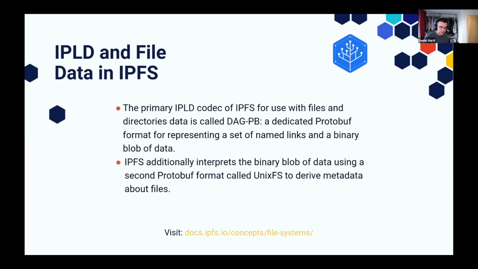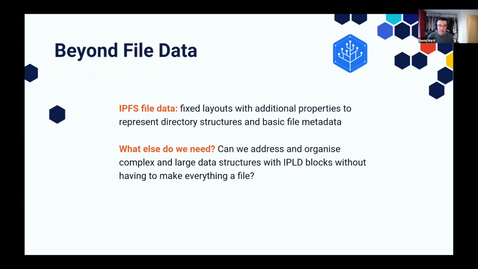And IPFS additionally has an encoding for the data that's stored internally in those DAG-PB blocks. And this is called UnixFS. And this is what stores the metadata about files and directories. And I'm not an expert at IPFS, so I might have said some of this wrong. So if anybody in chat has corrections, please say so. But beyond file data, because IPFS, like we said, is only raw bytes, what else do we need if you want to build complex and large data structures with IPLD blocks without having to make everything a file? Because you could make everything a file, but like we said before, once you turn everything into raw bytes, you lose a lot of benefits.